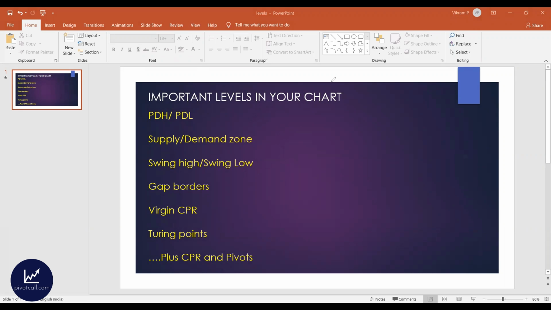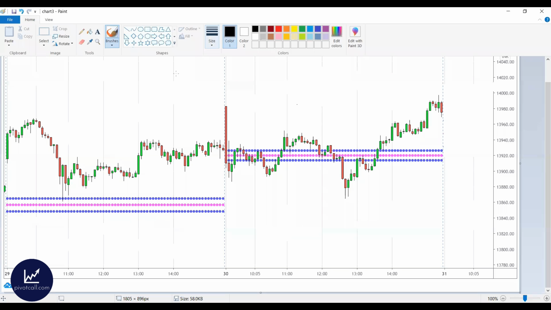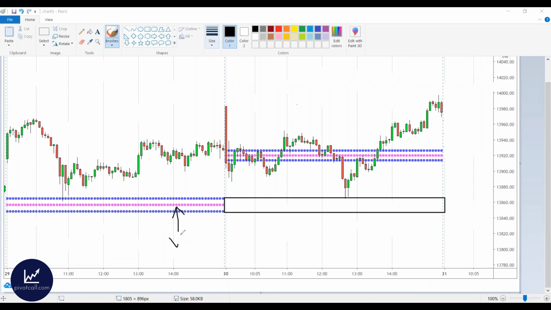Now let's go back to the chart and see if there is any virgin CPR. This was your virgin CPR on 30th December, right? Virgin CPR means there is no candlestick inside it. You may say that one candle came inside, but it's just a wick, not a proper candle. So you can still call it a virgin CPR.